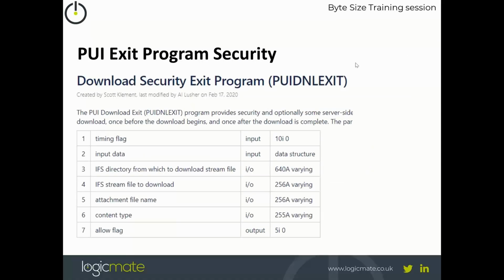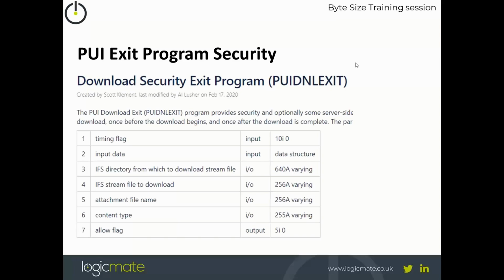In terms of security, what's actually happened in the background that is built into the PUI Genie product is that we have an exit program that's automatically called. Now, by default, that will return a setting to say downloads are not available. So unless you implement the exit program and allow access to files, every time you try and download a file, you'll get a message to say that the access is denied and you won't be able to download that file. So this exit program is crucial within the security handling of the ability to download files from the website.